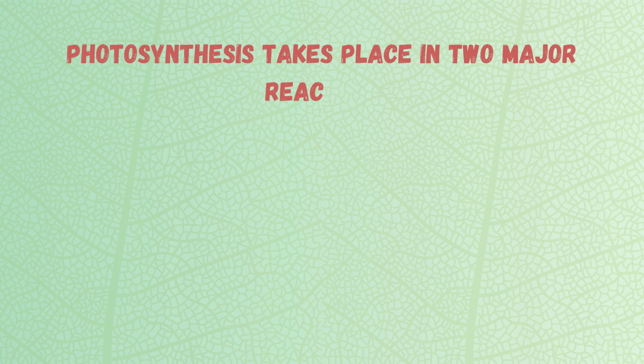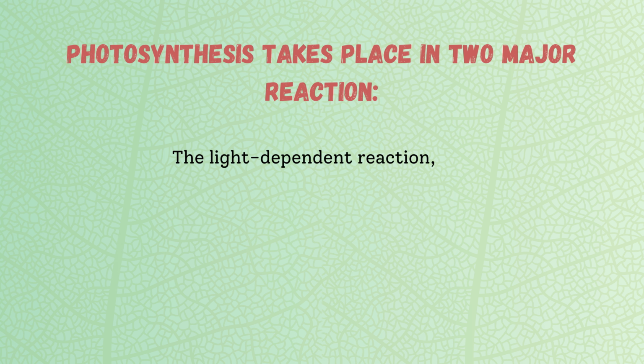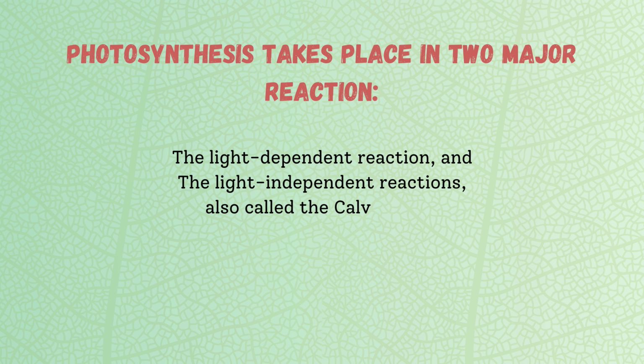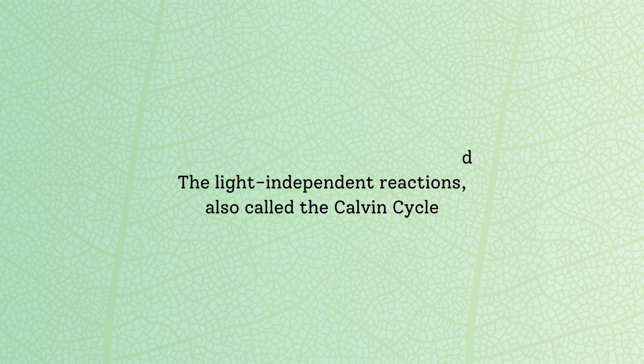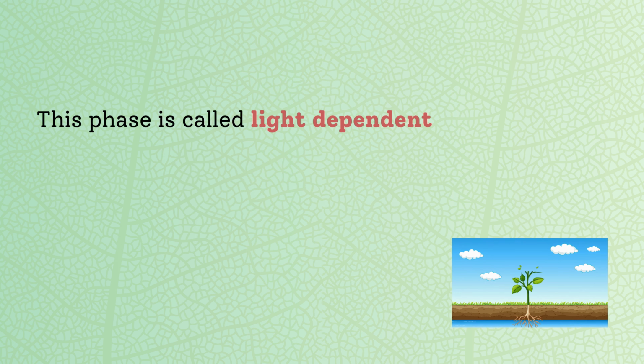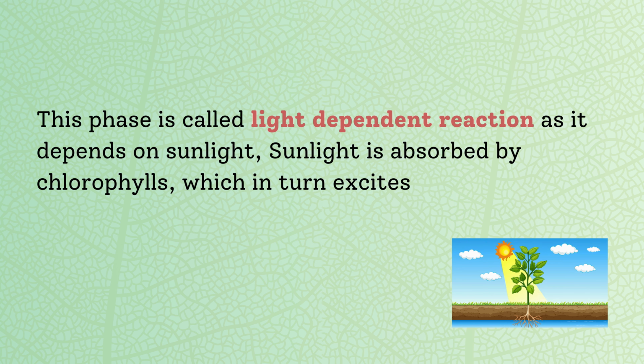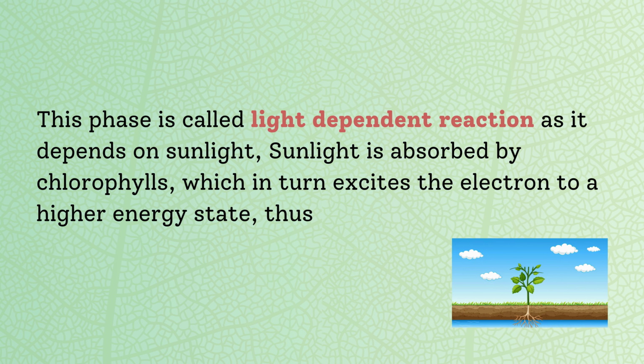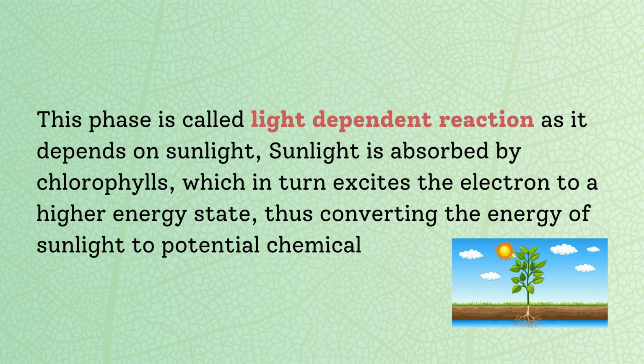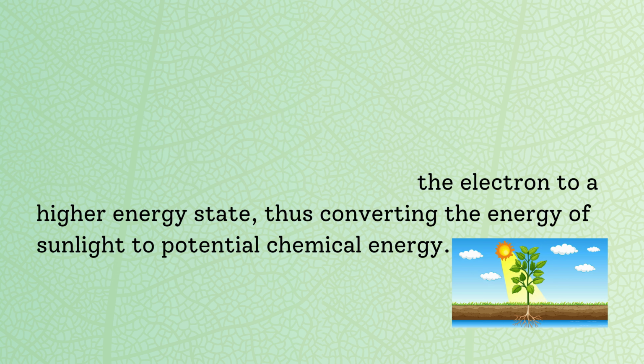Photosynthesis takes place in two major reactions: the light-dependent reactions and the light-independent reactions, also called the Calvin cycle. This phase is called the light-dependent reaction as it depends on sunlight. Sunlight is absorbed by chlorophylls, which in turn excite the electron to a higher energy state, thus converting the energy of sunlight to potential chemical energy.